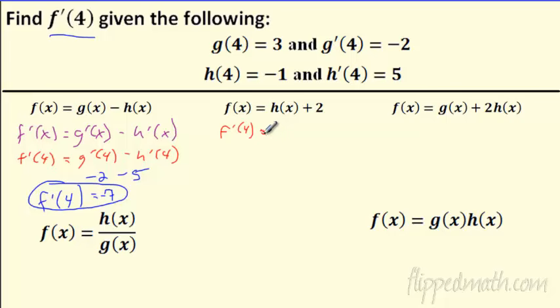Kind of skip a step there. So the derivative of this will just be what? H prime of 4. What happens to this 2? It disappears. It's a constant. We don't need it. So what is this really? This is just 5. The f prime of 4 over here equals 5.